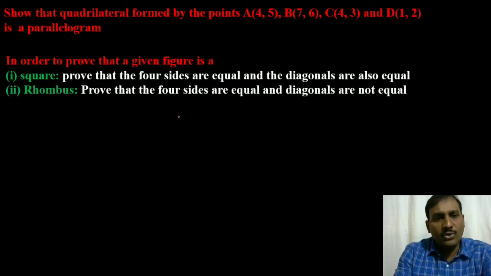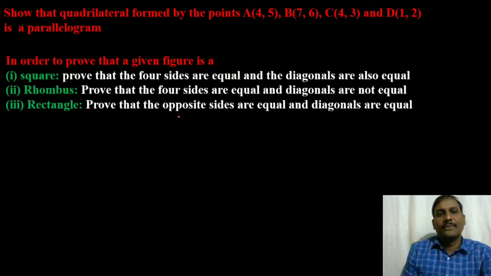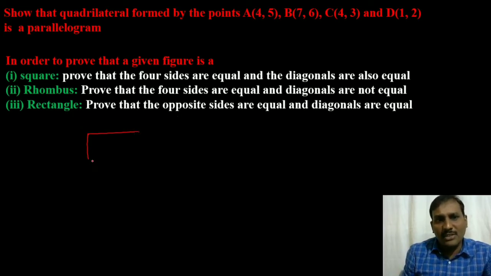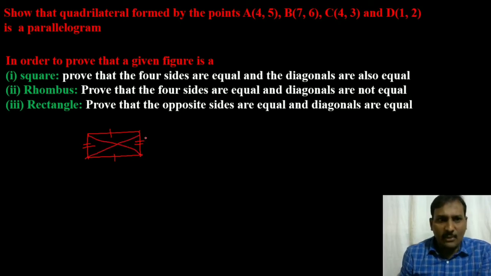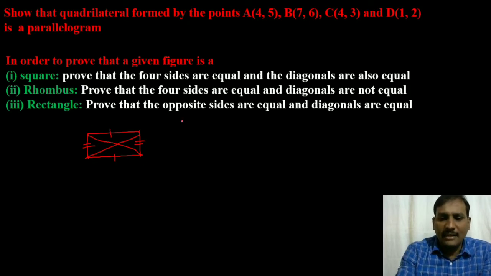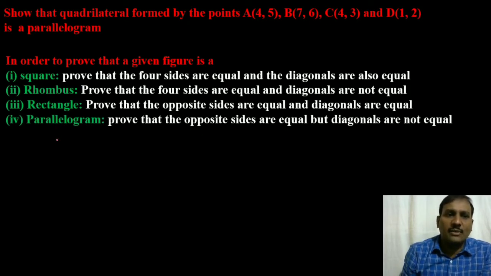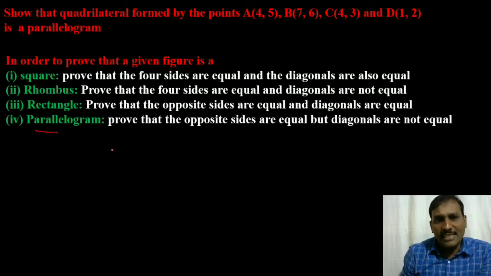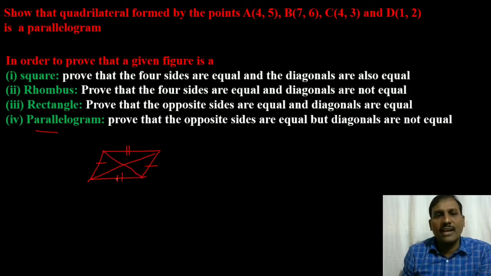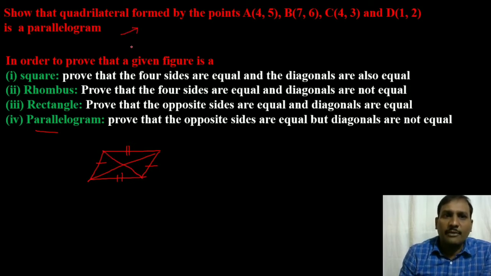Suppose you have to show that these are the vertices of a rectangle. In the rectangle also the opposite sides are equal and the diagonals are also equal. Next, if you have to show that these are the vertices of a parallelogram, then in this also the opposite sides are equal, but the diagonals are not equal. So these are the points you have to remember to prove this type of problems.